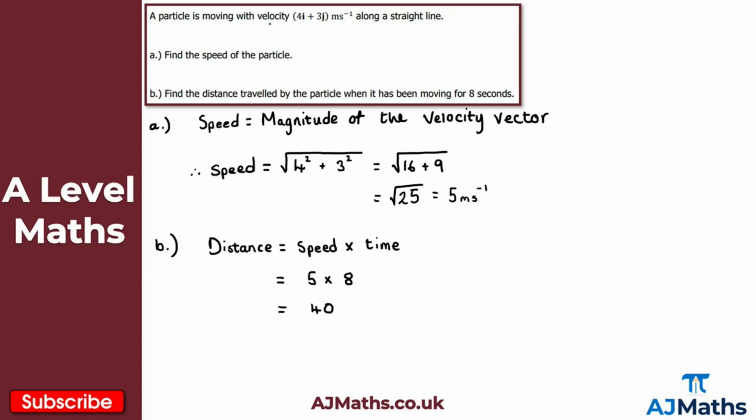So the velocity vector, 4i plus 3j meters per second. We're working in meters here for the distance, so 40 m there. And there we have it. So that's the solution to part A, and that's the solution to part B there, giving us a solution to question 4.